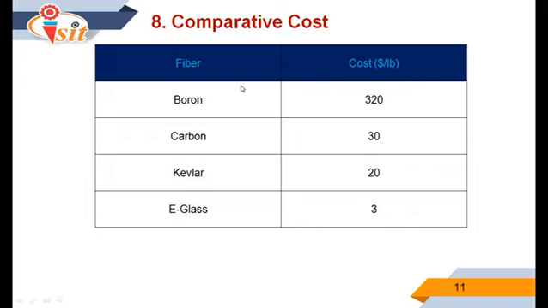So if you have a very high-end application where the boron is needed, then only we prefer the boron, because it has a very high cost. But if the structure produces the same strength with e-glass also, and whatever its application is, if it is not a very sensitive application, then we can go with these e-glass fibers also. Okay.